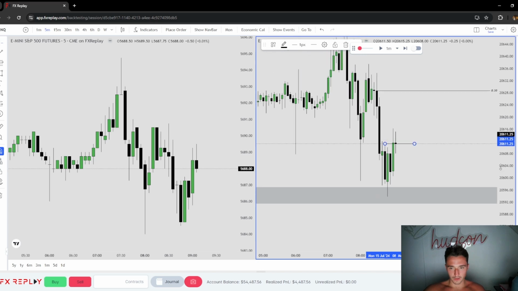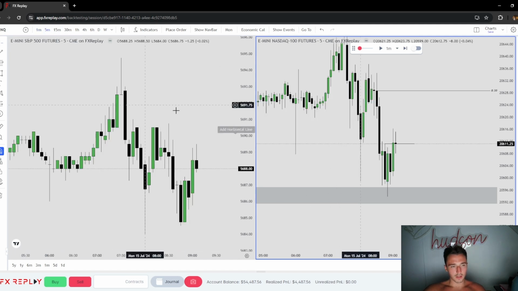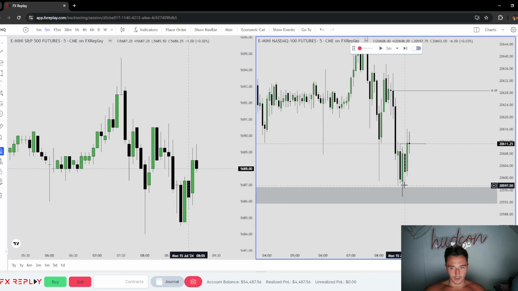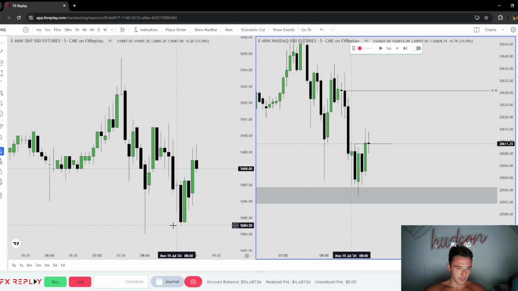Dude, we barely closed above it. Okay, but think of the bigger picture here. This low is SMT'd. This low does not need to be taken anymore, right? This low is even SMT'd.